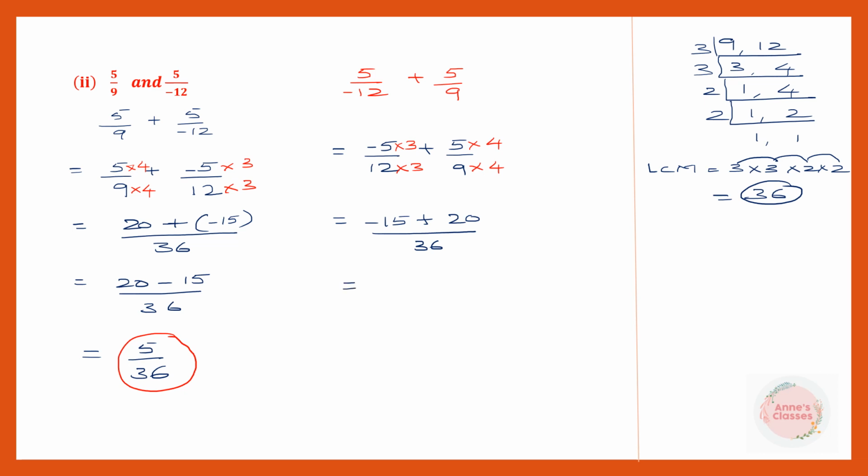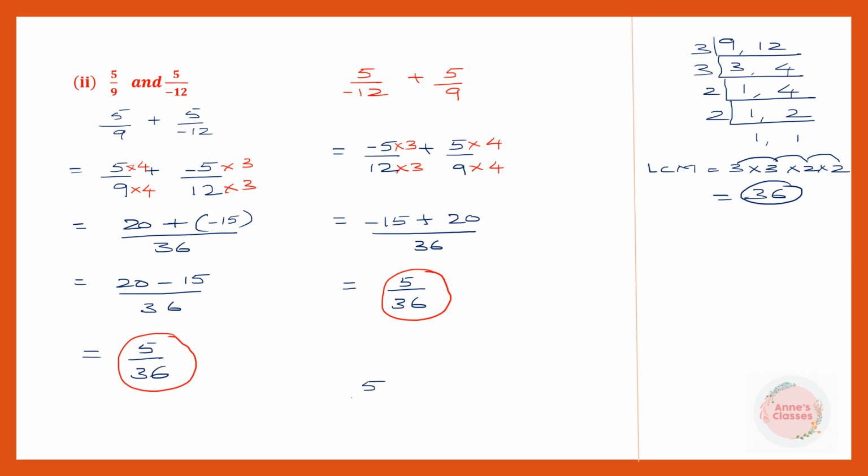Signs are different. Put the sign of the bigger number, that is plus, and subtract: 20 minus 15 is 5. So here the answer is 5 by 36. Can you see? We got the same answer when we had 5 by 9 first and added, we got 5 by 36. When we changed the order also, we got 5 by 36. So we have verified this.